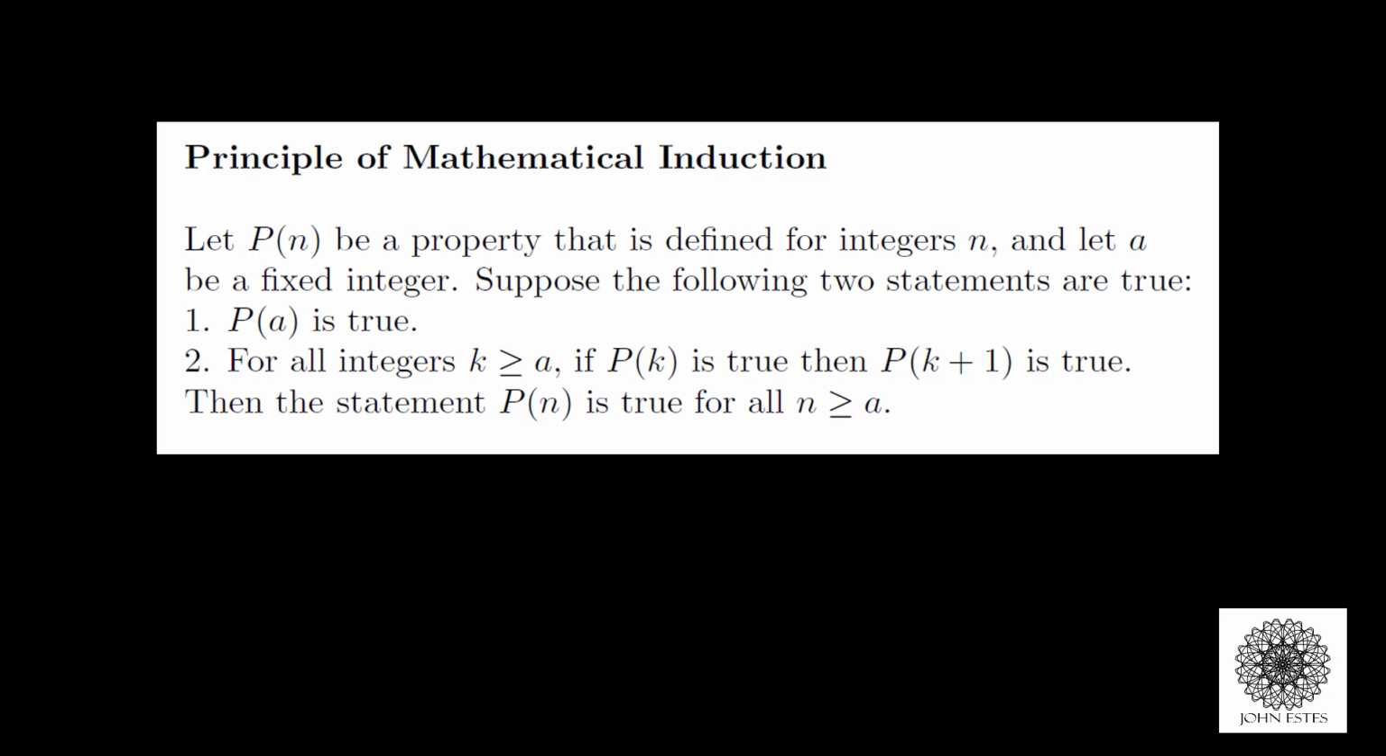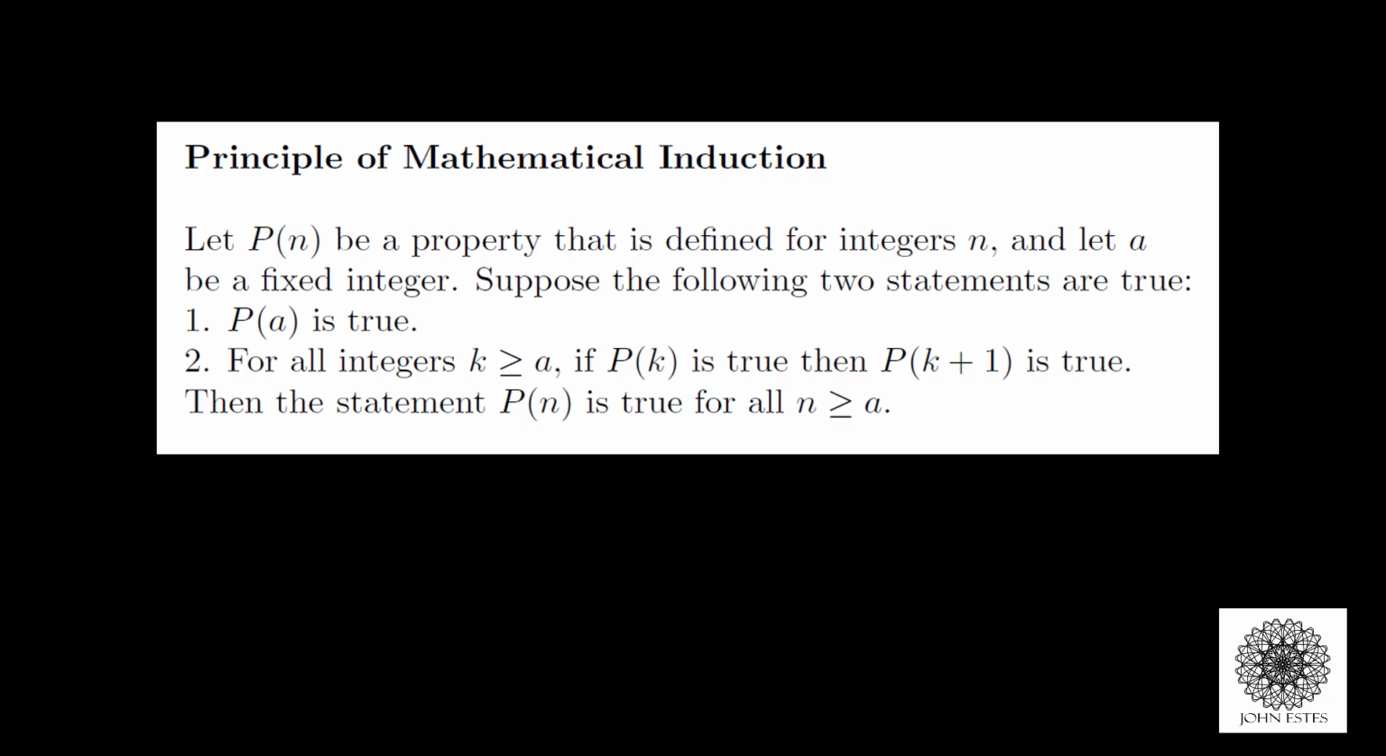That second statement is a conditional statement. It's saying that if the kth iteration of this statement is true, then the truth of that statement implies that the (k+1)th iteration is true as well. So if you get both of those things, a starting point, and then this thing that says the kth one implies the (k+1)th one, then the statement P(n) is true for all integers greater than or equal to a.